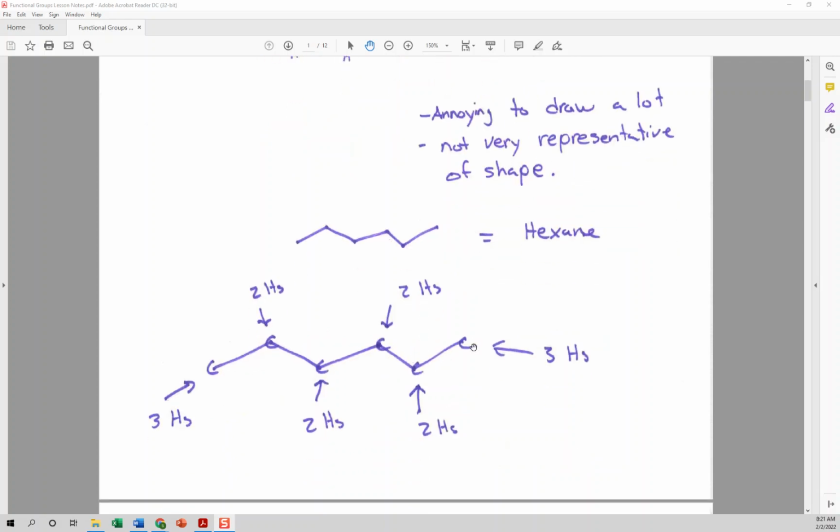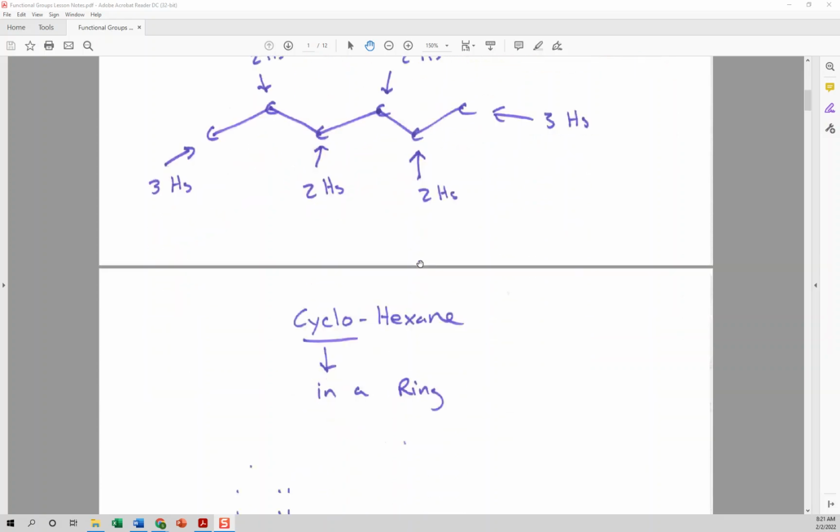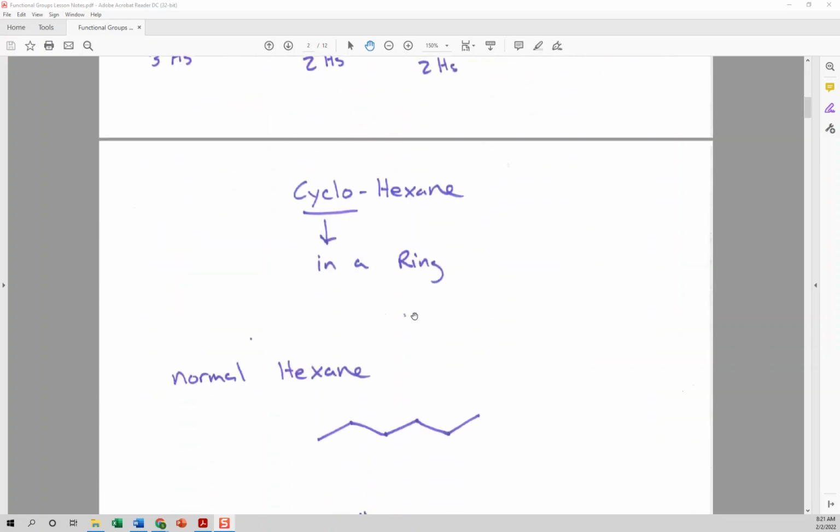And so each end carbon has 3 and each middle carbon has 2 to satisfy the octet. So that's all we would have to draw if I wanted to draw hexane, okay? And then you're not going to be responsible for naming or writing the formulas for things other than straight chained alkanes, alkenes, and alkynes.